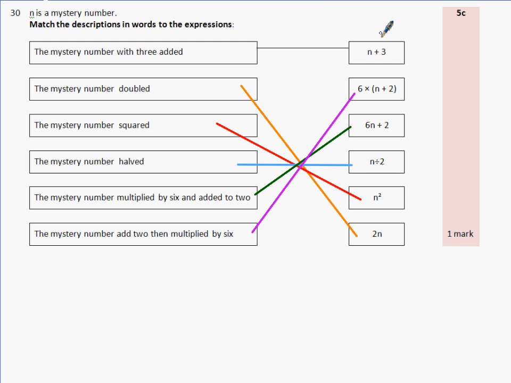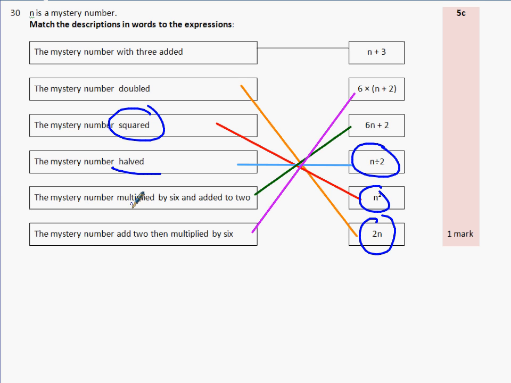Okay, 30, matching each of these, not too difficult. The mystery number doubled, that's got to be 2 lots of n. The mystery number squared, that's got to be n squared. The mystery number halved, n divided by 2. Now it's a little bit harder.